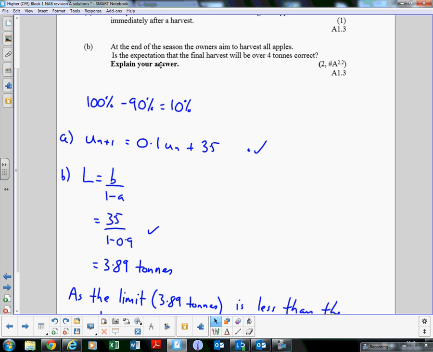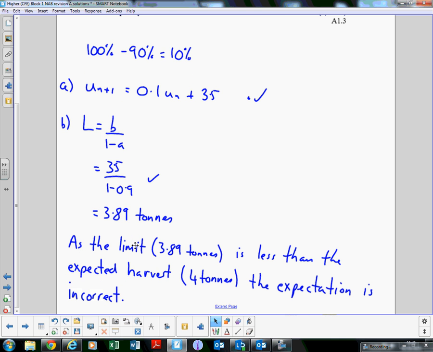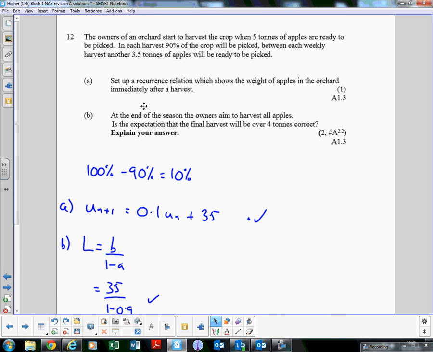It says explain your answer. As the limit, 3.89 tons, is less than the expected harvest, 4 tons, the expectation is incorrect. It's not as high as they thought, basically. Relate it to the question. Explain your answer. You've got to write something down. Don't just say yes or no, that's not an explanation.